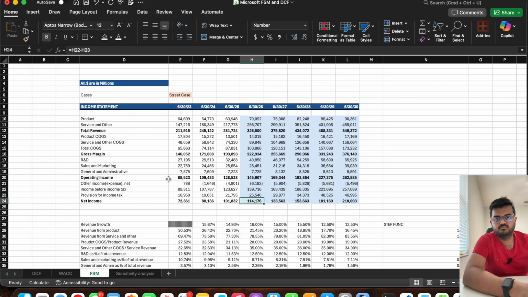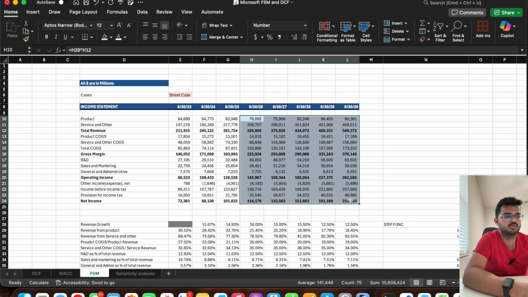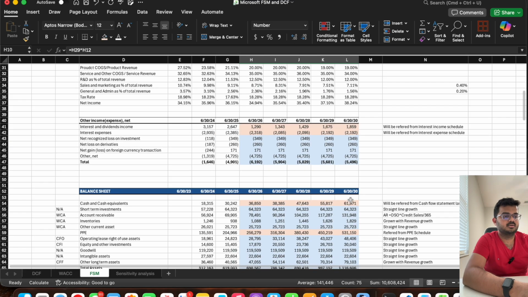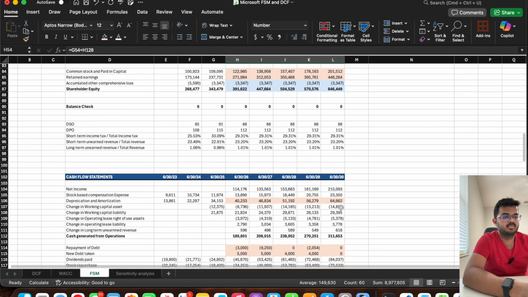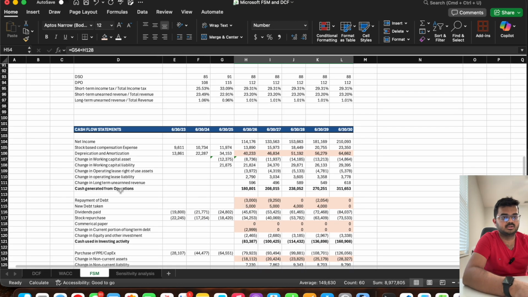By the end of this video, we will develop a fully integrated three-statement financial model for Microsoft. That is, we will forecast the income statement for Microsoft for the next 5 years, how the balance sheet is going to look for the next 5 years, and then how the cash flow statement is going to look for the next 5 years.